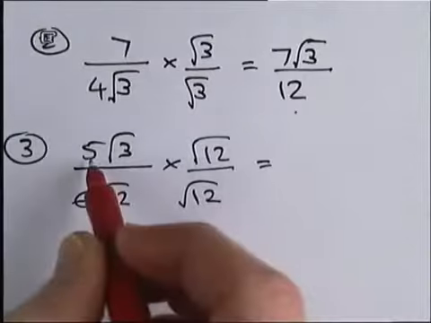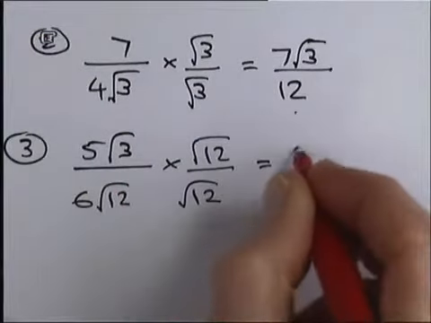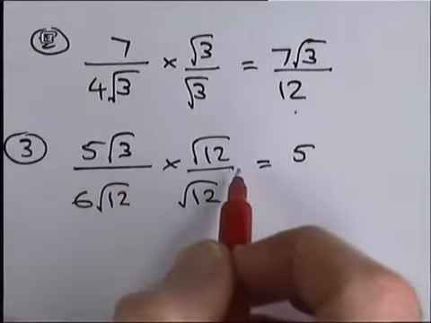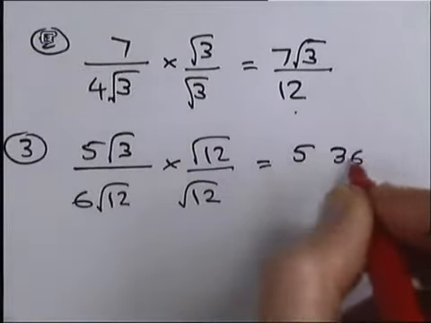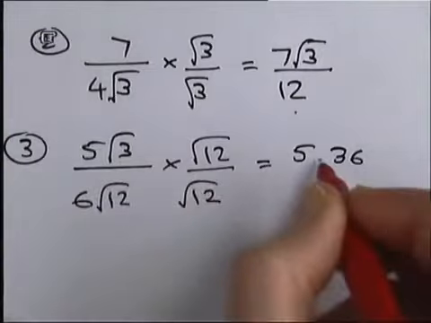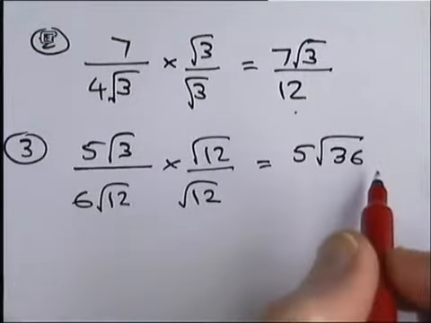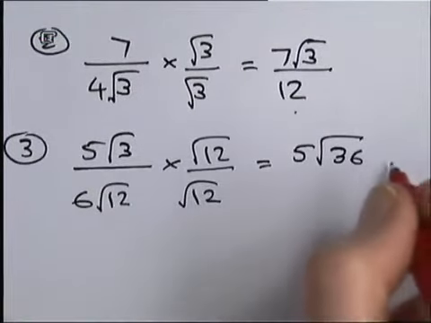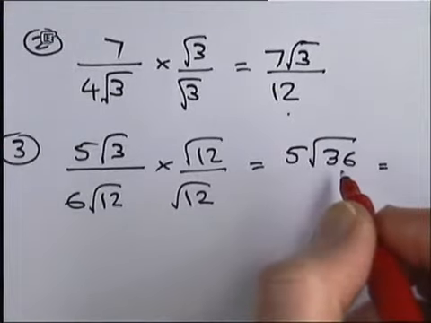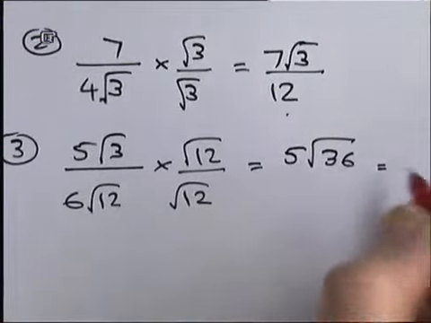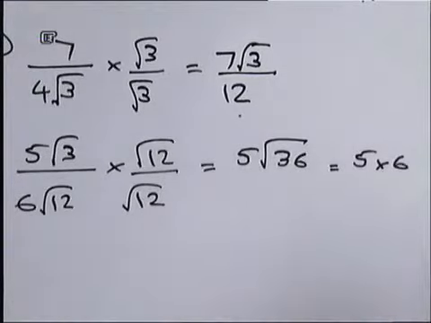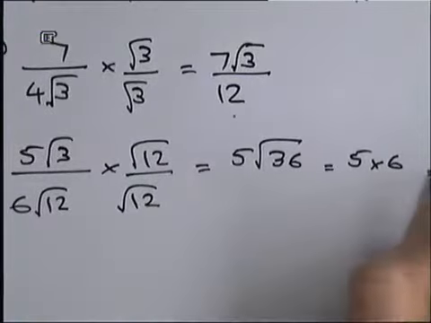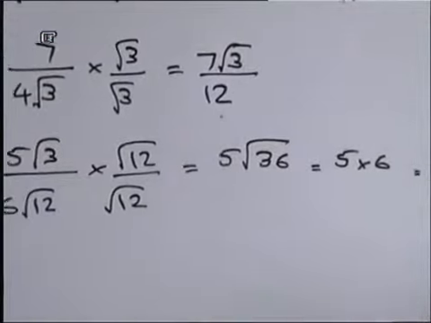Now, on the top, I've got 5 and root 3 times by root 12. Well, 3 12s are 36. So root 3 times by root 12 is root 36. Now, root 36 is just 6. So 5 times by the square root of 36 is 5 times by 6. And 5 times by 6 is 30.